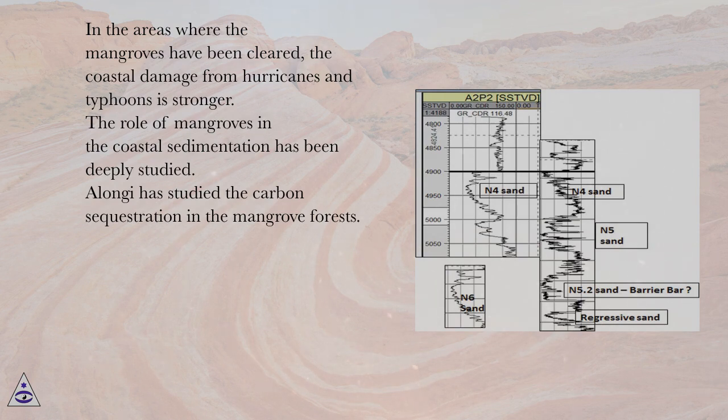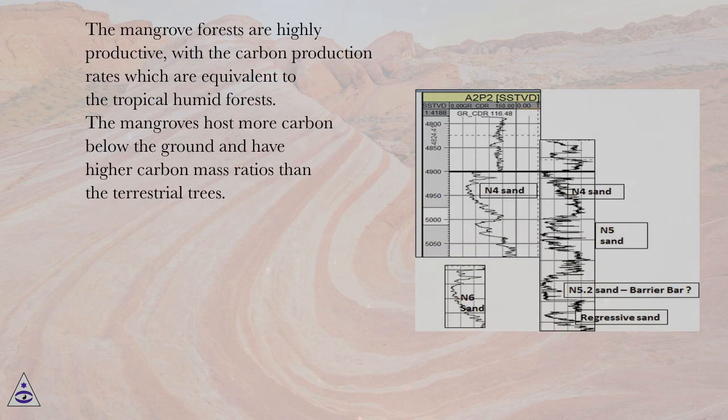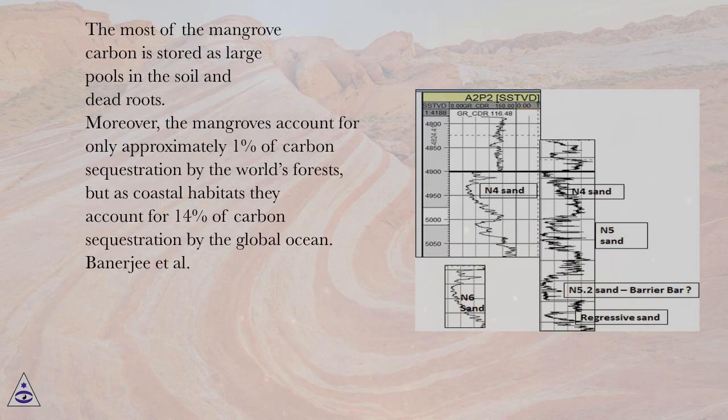Alongi has studied the carbon sequestration in the mangrove forests. The mangrove forests are highly productive, with the carbon production rates which are equivalent to the tropical humid forests. The mangroves host more carbon below the ground and have higher carbon mass ratios than the terrestrial trees. Most of the mangrove carbon is stored as large pools in the soil and dead roots.